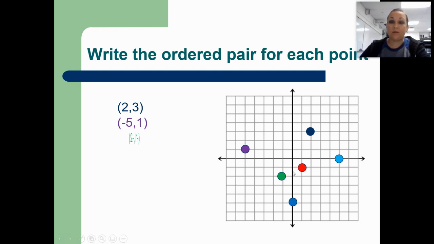My next dot is the green dot. For my green dot, starting at the origin, I went to the left 1, that's negative 1, and down 2, that's negative 2. Next, my red dot, starting at the origin, I went to the right 1, so that's positive 1 for the first number, and down 1, so that's negative 1 for the second number.